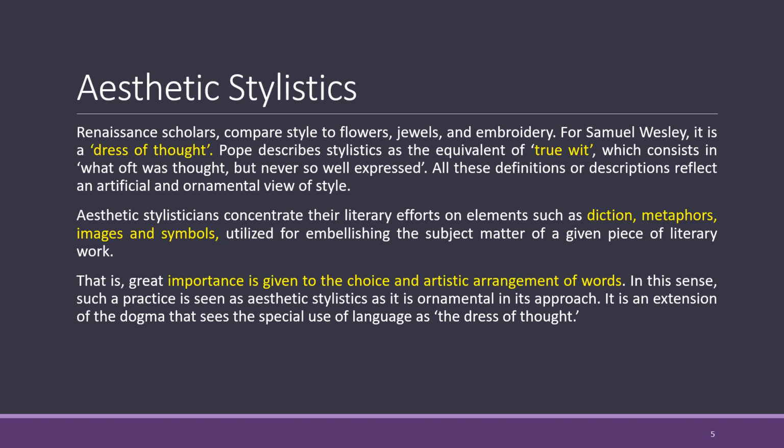considers style in language to be something like the dress of thought. Pope describes style as the equivalent of true wit, which consists in what oft was thought but never so well expressed. All these definitions or descriptions reflect an artificial and ornamental view of style. Aesthetic stylisticians concentrate their literary efforts on elements such as diction, metaphors, images, and symbols utilized for embellishing the subject matter of a given piece of literary work.